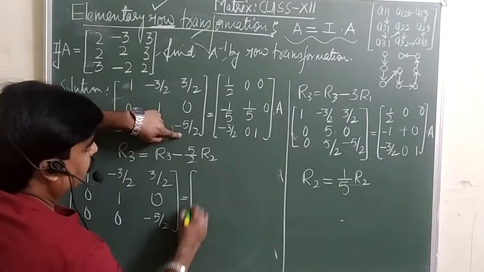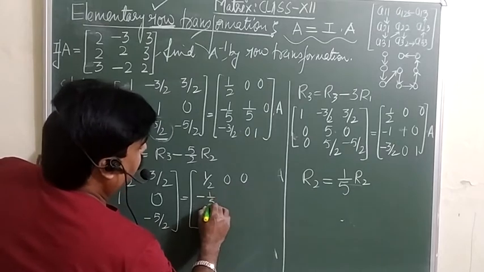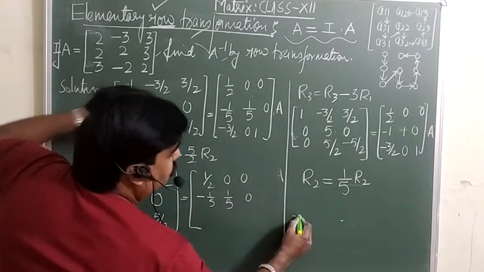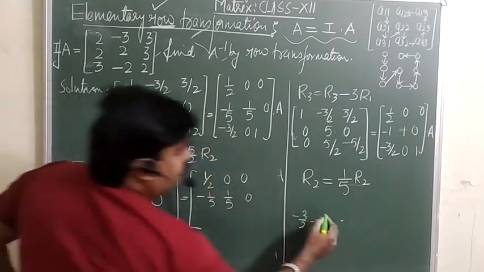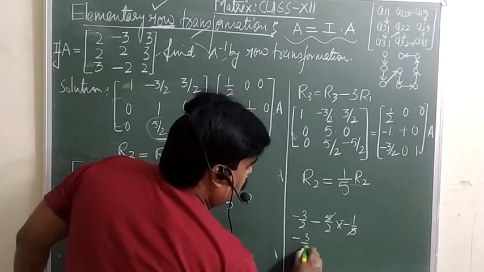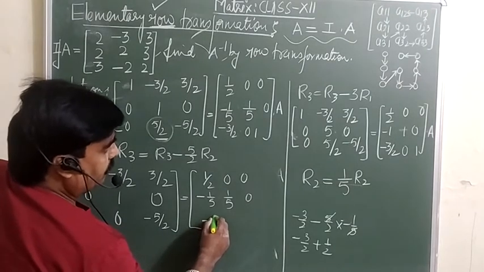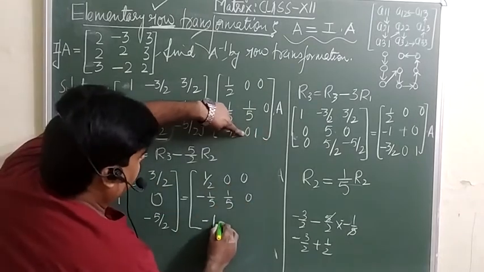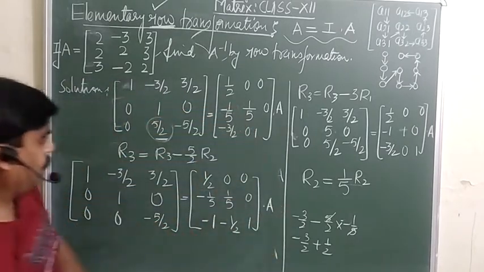Same operation we will do here. So here is 1 by 2, 0, 0; minus 1 by 5, 1 by 5, 0; minus 3 by 2, minus we are supposed to multiply by this one 5 by 2. So minus 5 by 2 into minus 1 over 5. So this is minus 3 by 2 plus 1 by 2, minus 2 by 2, so you will get minus 1. Here is 0 minus 5 by 2 you will do, so you will get minus 1 by 2, and this will remain the 1 as it is into A.